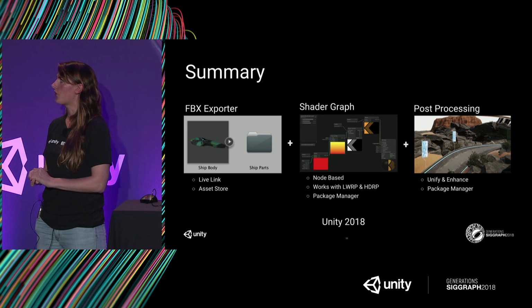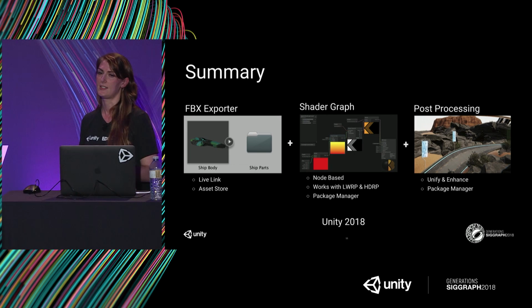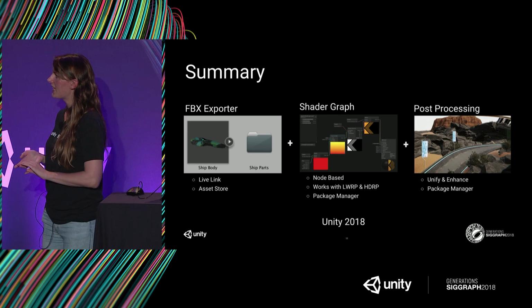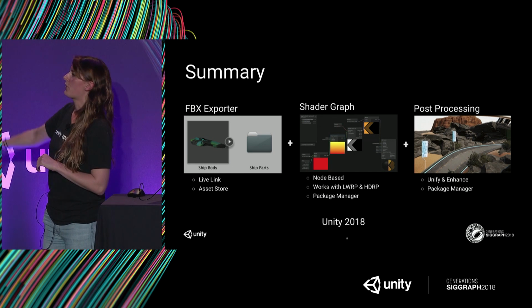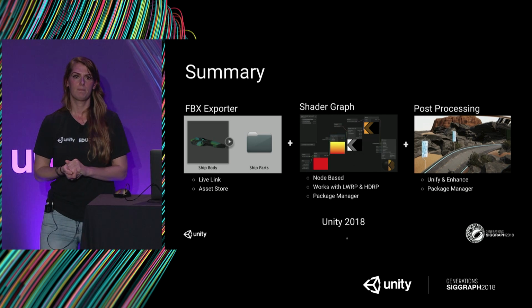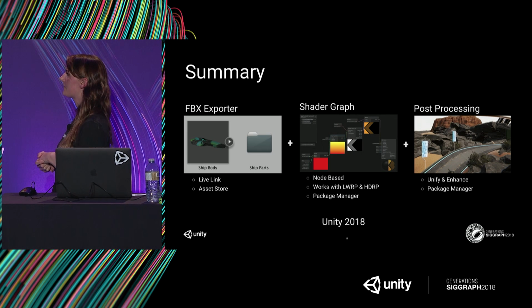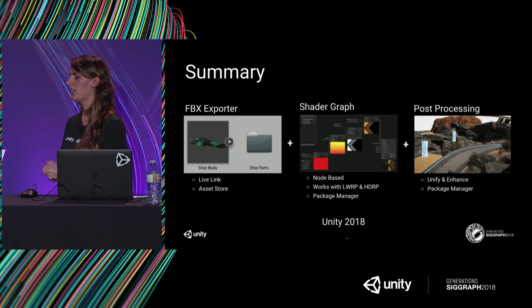Siggraph is available from Package Manager. It only works with our new render pipelines, lightweight and HD at the moment. And I'm going to give you a link to the sample library at the end. And then finally, post-processing, which you can get from the Package Manager. You can use volumes to blend between post-processing effects. And then there's also fast mode for your mobile and virtual reality stuff.